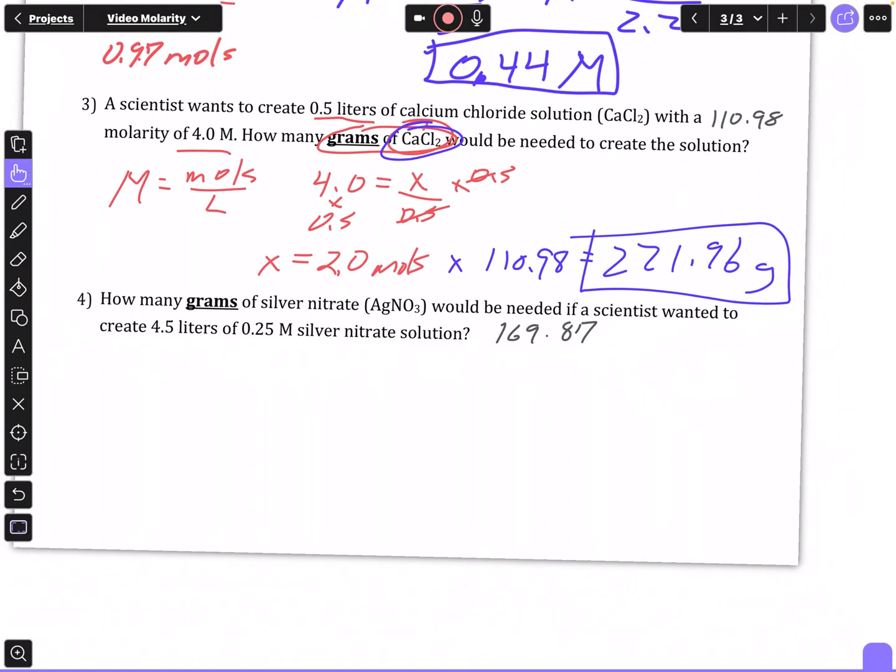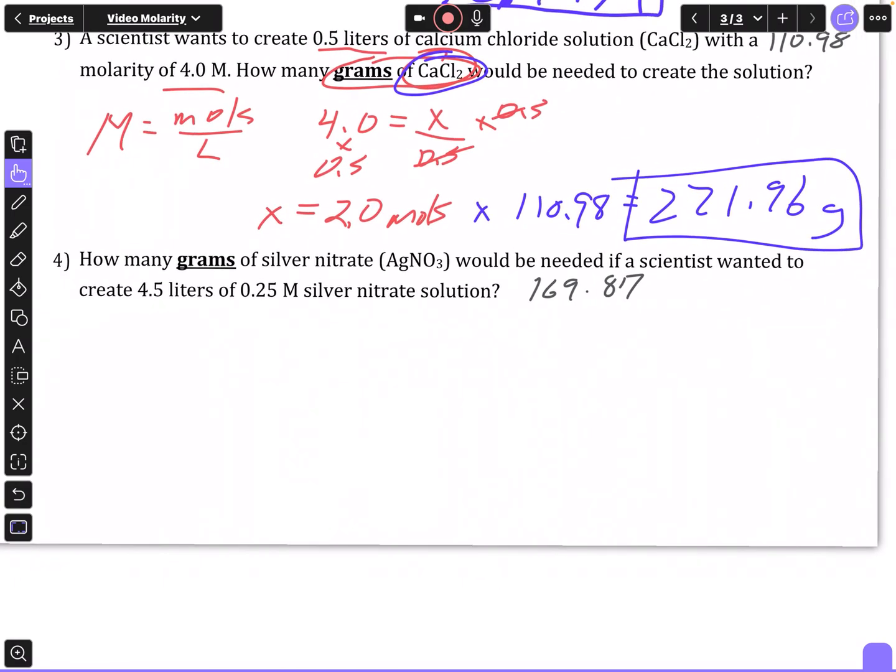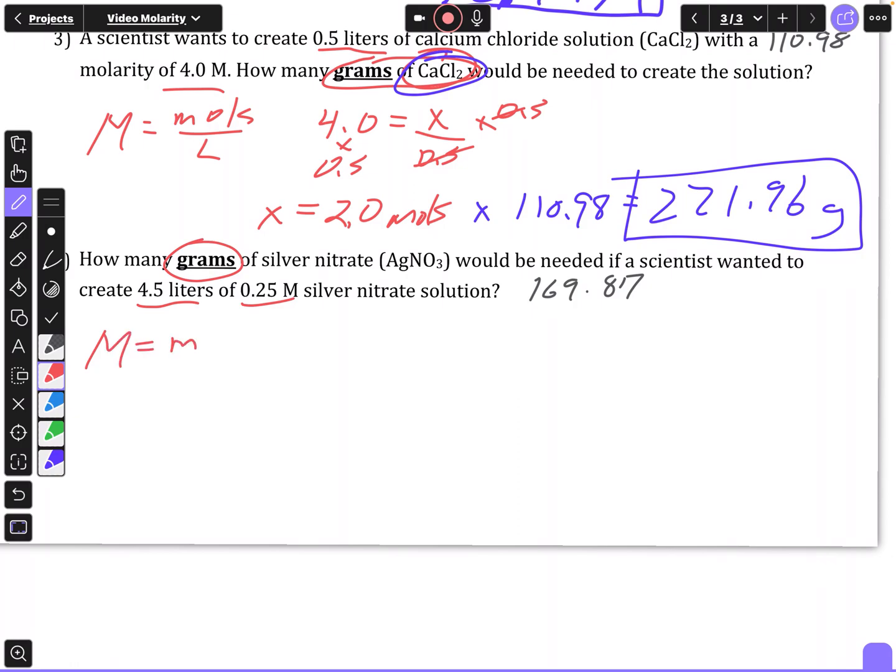Okay, our last problem here is how many grams of silver nitrate would be needed if a scientist wanted to create 4.5 liters of 0.25 molar silver nitrate solution. Alright, so it's telling me that I want to know how many grams something is, and my volume is 4.5 liters, and the molarity is 0.25 molar. Again, if I'm asked for grams, first I have to use my equation to solve for moles.